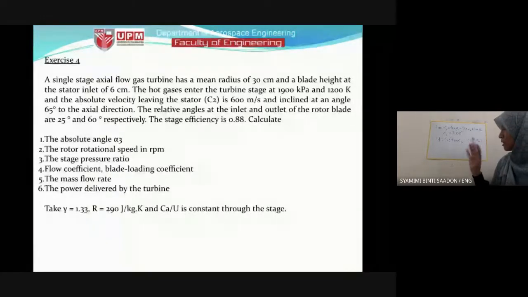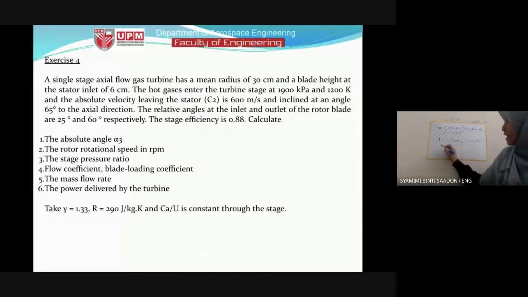So alpha 2 and beta 2 are given, and we need to calculate CA, the axial direction of the absolute velocity C. Looking at the velocity triangle, CA is C2 times cosine alpha 2, because it is just beside. So CA is around 253 meters per second.